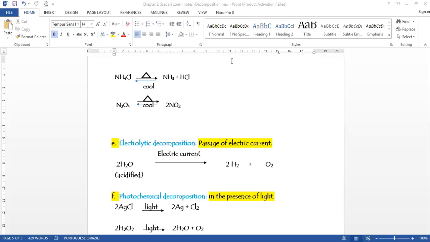In photochemical decomposition, if we place the products in darkness, will it again transform into the compound it was before? No, it is not reversible. We have never said it is reversible. Once it is decomposed, it is decomposed. That's it.